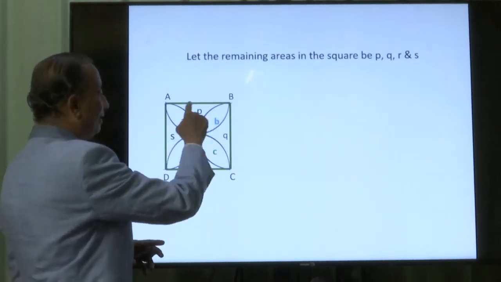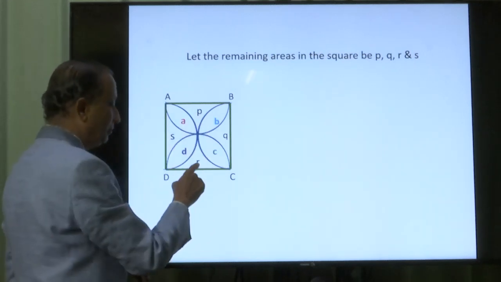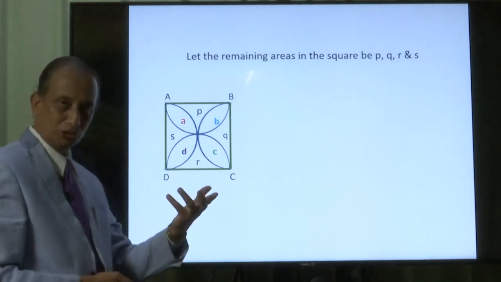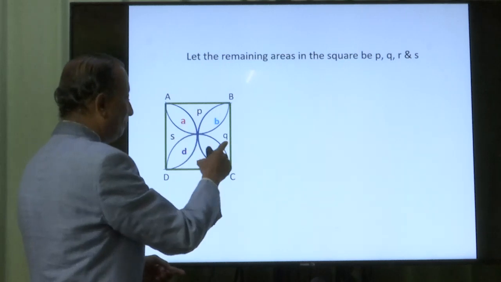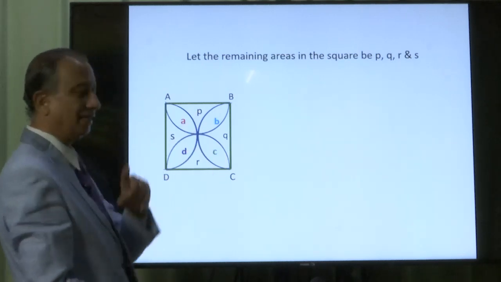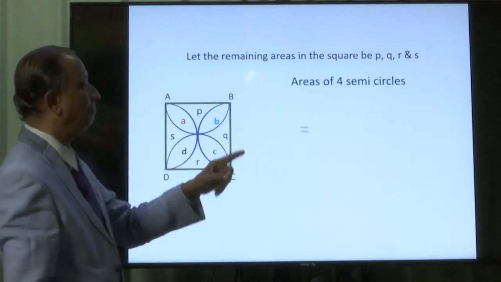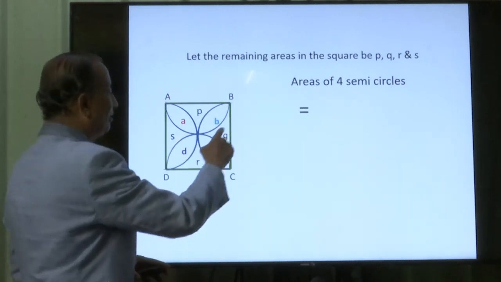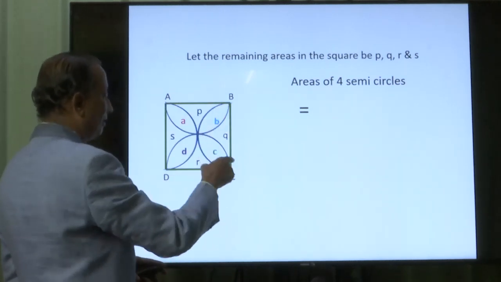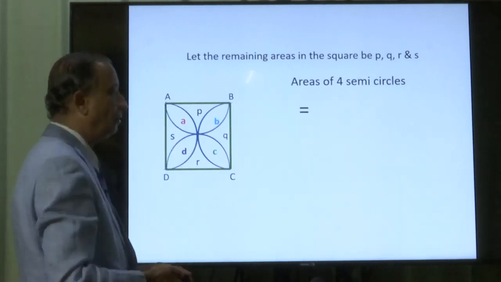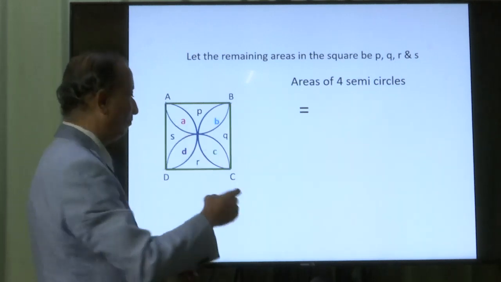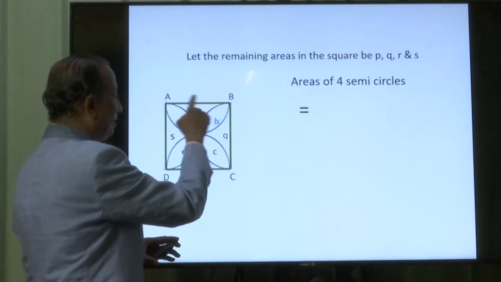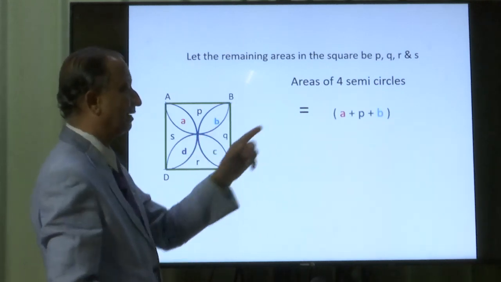These are the remaining areas. Let the area of this be P, this Q, this R and this S. So apart from A, B, C, D, whatever the remaining portions are there in the square, let us call them P, Q, R and S. With this let us find out one important thing: the areas of all the 4 semicircles. This is one semicircle, this is another semicircle. Let us do it one by one. Let us consider this semicircle. This is equal to A plus P plus B, which gives us the area of semicircle 1.